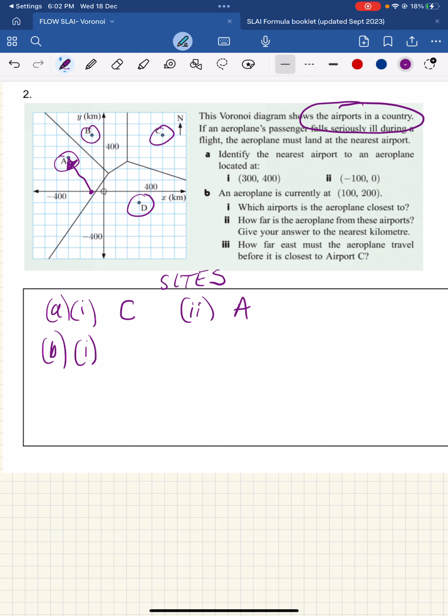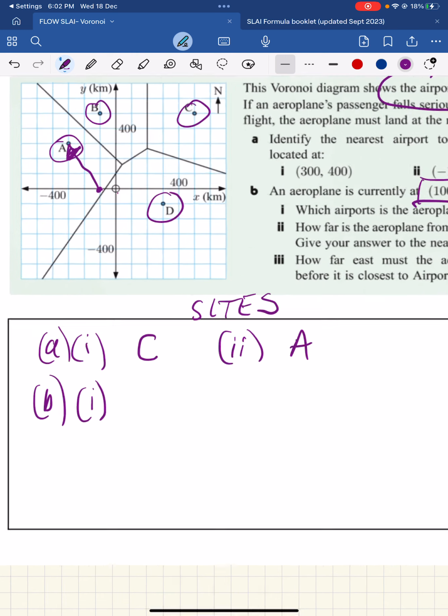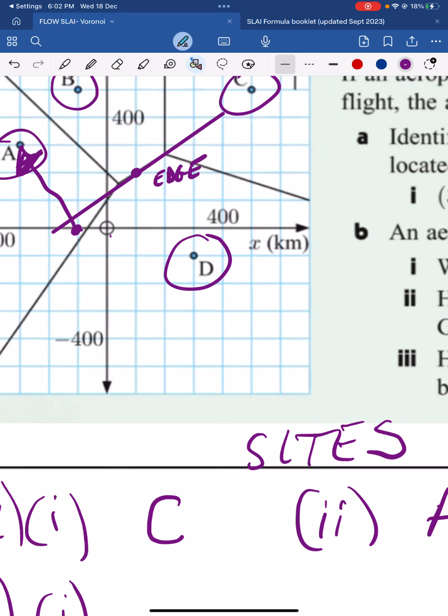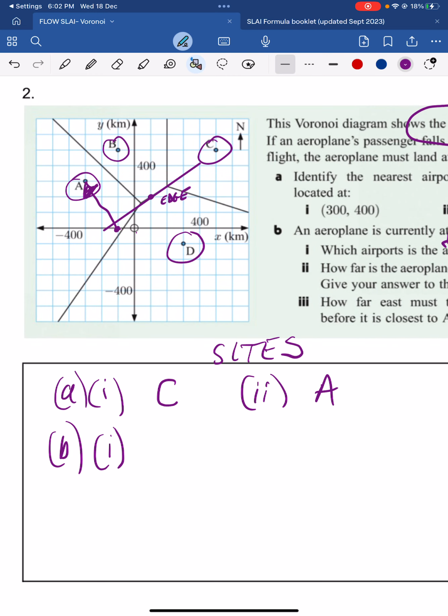Let me just get rid of this now. So we're at 100, 200. Now let's zoom in a little bit because 100, 200 is actually exactly on this edge. So this is an edge. Now remember, all the edges act as perpendicular bisectors. So this line here, which would continue, can you see what it bisects? It bisects site B and D. So this edge is the boundary between B and D. Therefore, this point is equidistant from both B and D.